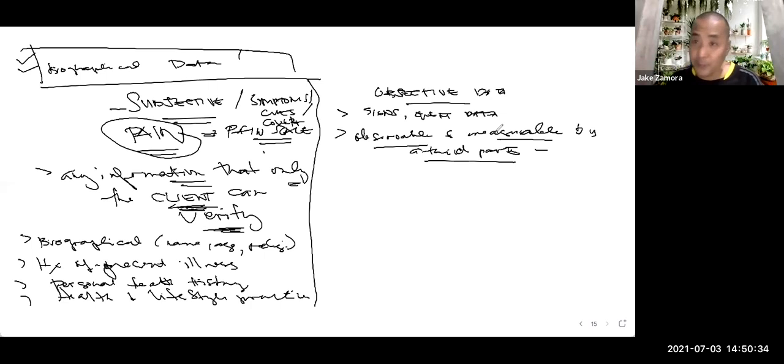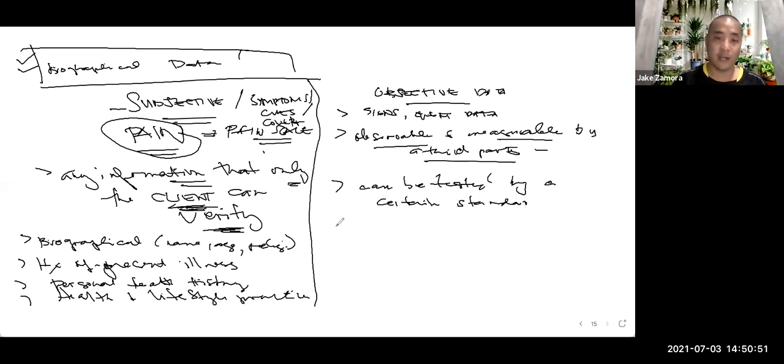How can it be observed? How can it be measurable? Because it can be tested by a certain standard. And usually, what we do in order to get data, we can use our senses. Diba? Sense of sight, hearing, smelling, sense of touch, lahat yan. We can also use the IPPA: inspection, auscultation, percussion, and palpation, the different modes of getting data. So, these are your objective data.